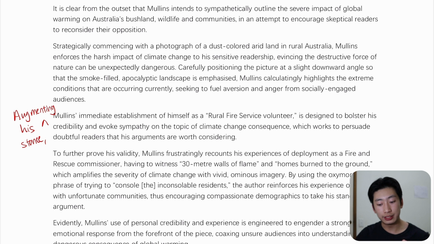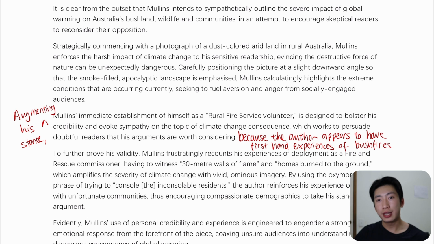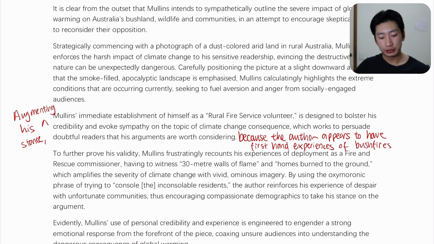So rather than saying something generic, such as his arguments are worth considering, I think it's good to say something like, his arguments are worth considering because the author appears to have first-hand experiences of the dangers of bushfires. So it is something subtle, but it shows that you're tailoring your essay towards a specific quote, which is always good. And moving on, so I quite like the joining phrase here to further prove his validity, so this is great.